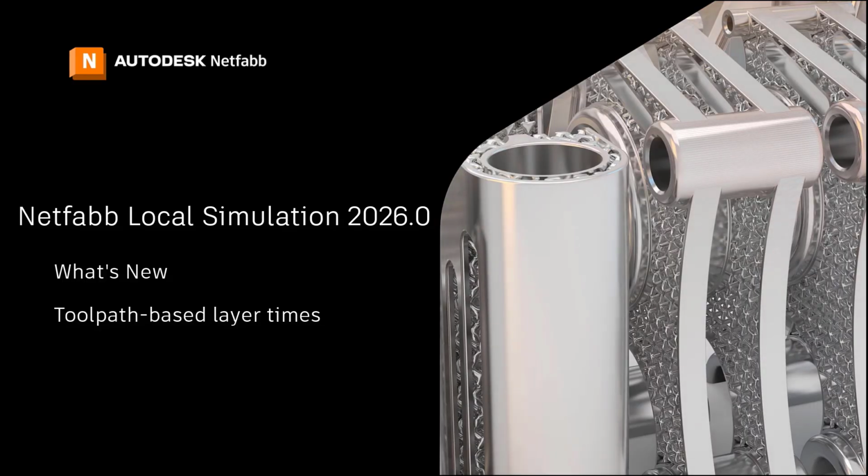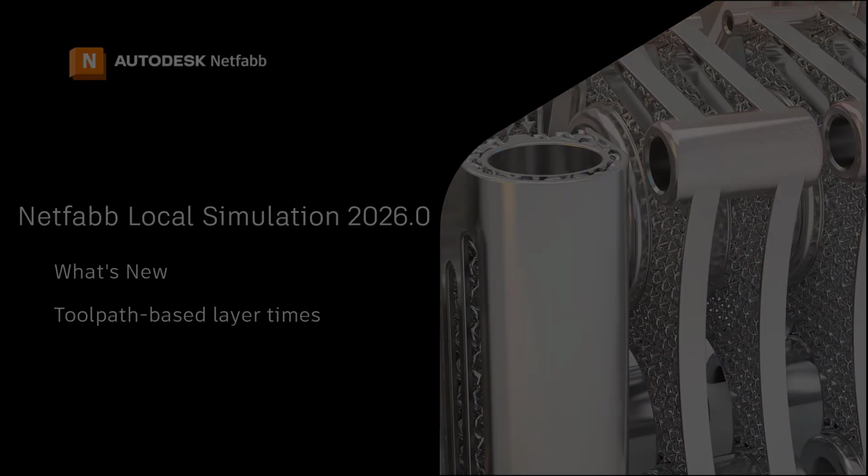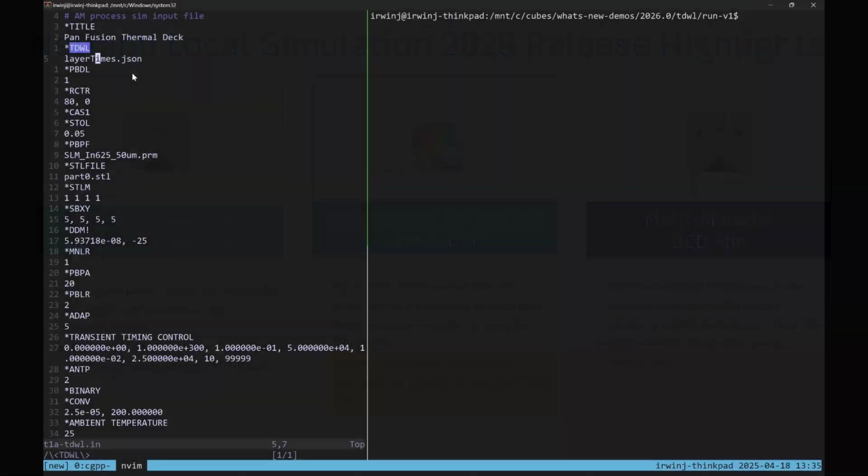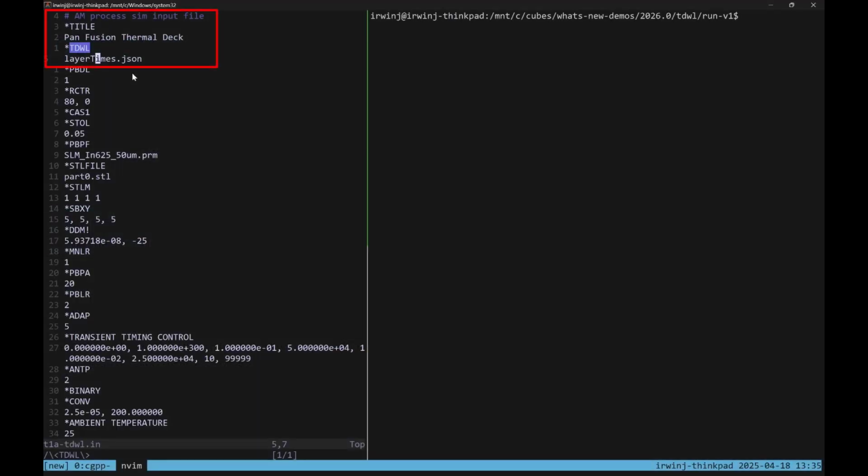Netfabb Local Simulation 2026 includes a new feature for Toolpath-based layer times. This feature uses the TDWL card, and its argument is the name of a JSON file which contains layer timing data. This new feature can be a more accurate alternative to the solver's default calculation, which calculates layer times based on the processing parameters. If your toolpath uses multiple contour passes, the toolpath-based layer time can be a more accurate timing calculation.